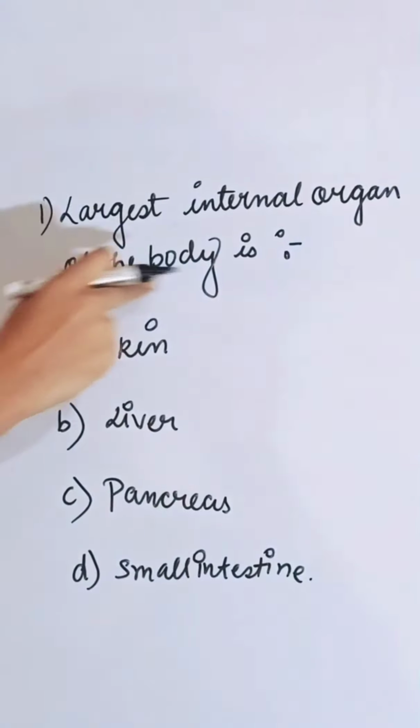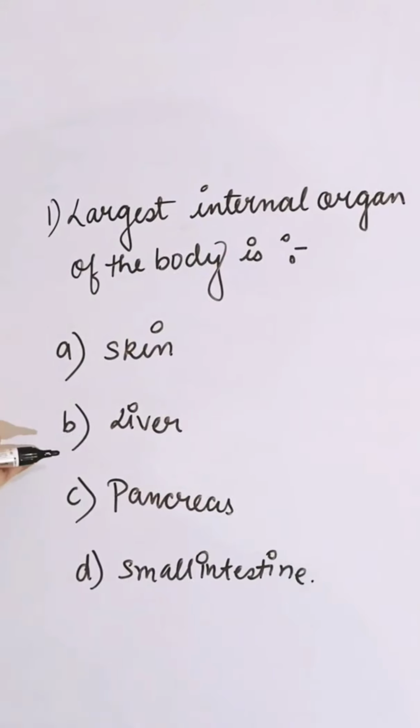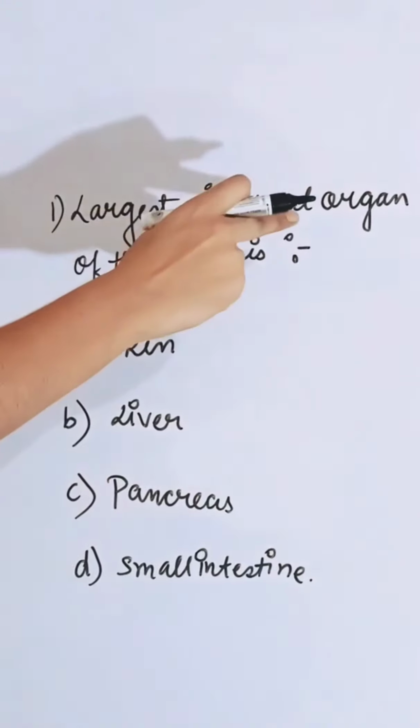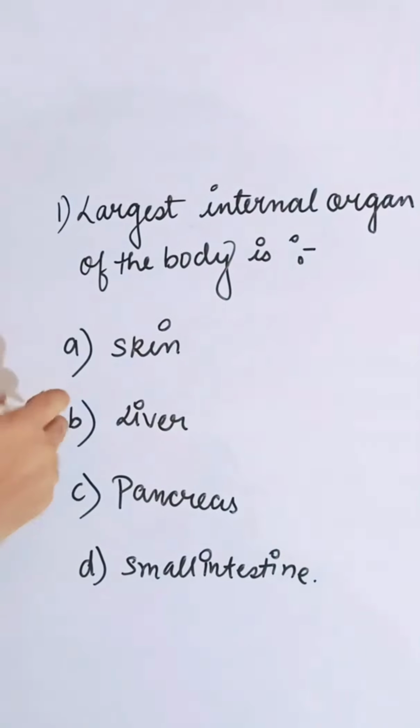Largest internal organ of the body: first option is skin, second is liver, third is pancreas, fourth is small intestine. Liver is the largest internal organ of the body. So correct answer is B.